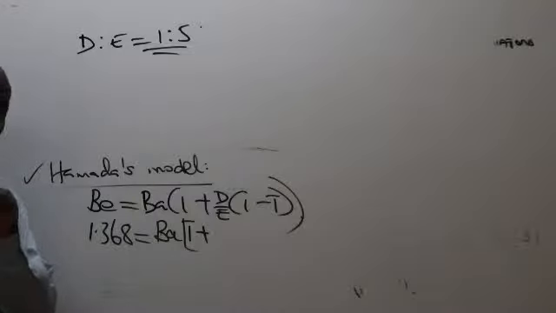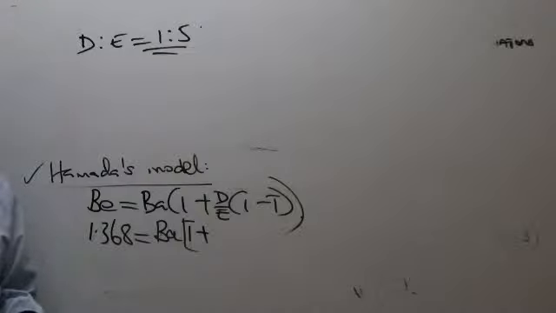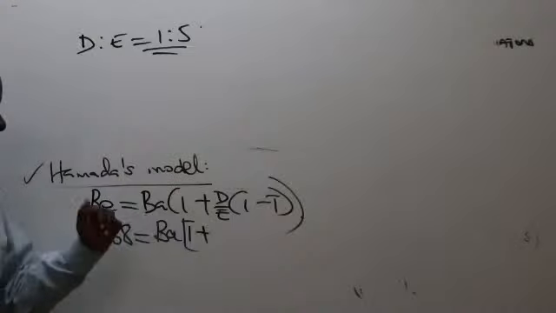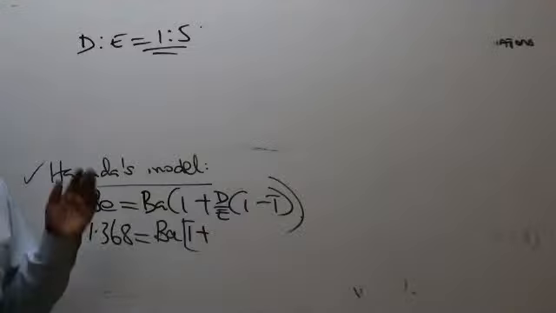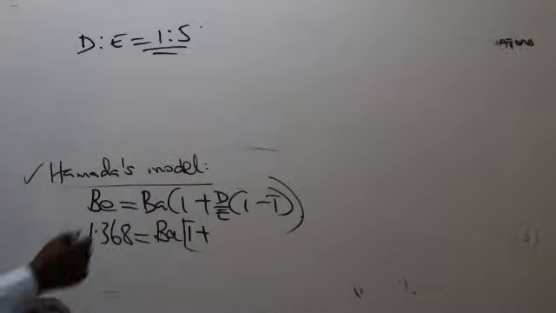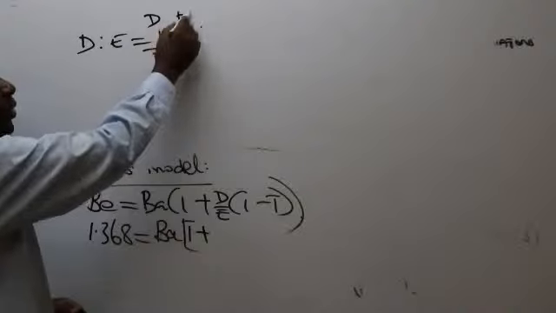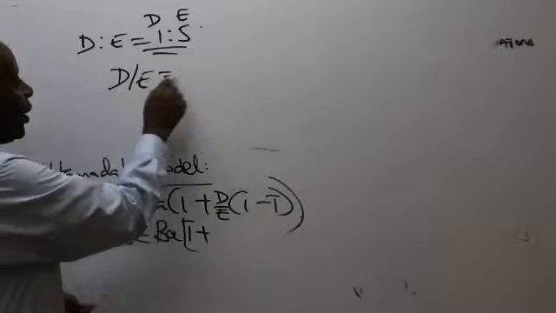So I would want to see, ladies and gentlemen, how you apply this 1:5 in your formula. Could you kindly try to plug this in and give me beta assets? So it is 1:5, it means that debt is 1 and equity is 5. So debt over equity is 1/5.